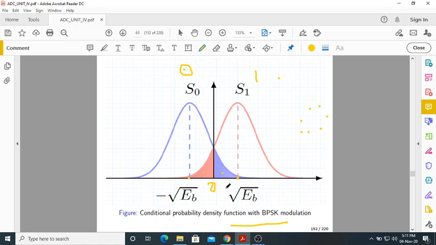What is this area? It is the area from 0 to infinity under this PDF. Please make a note of this. This area, from 0 to infinity under this PDF, gives you one type of error. In the same way, this is another type of error. Since these two areas are equal, it is enough to find out only one area.